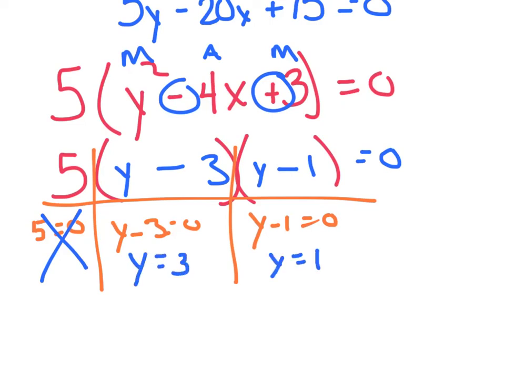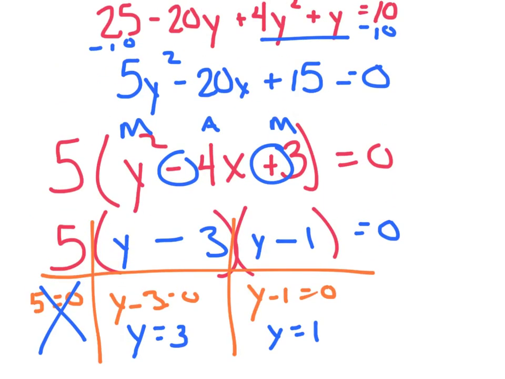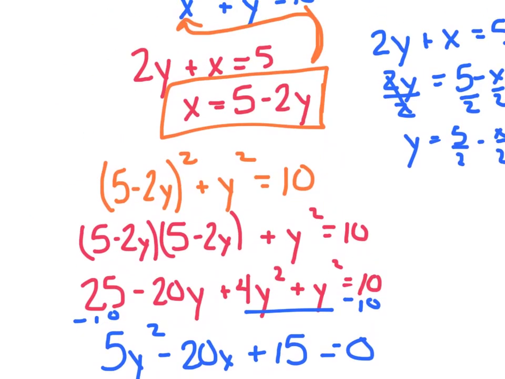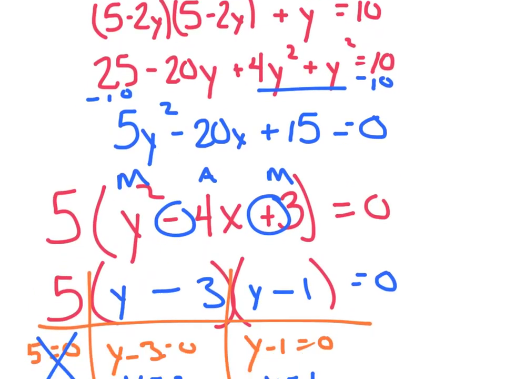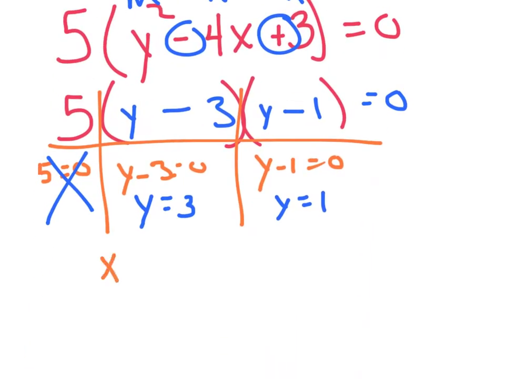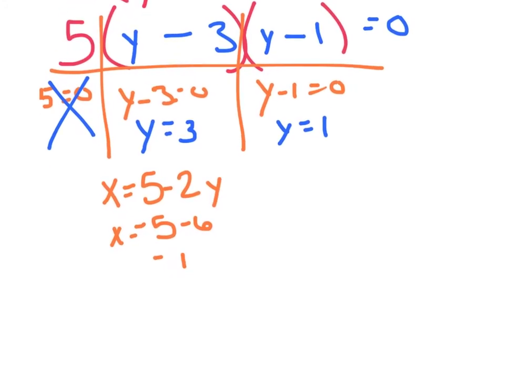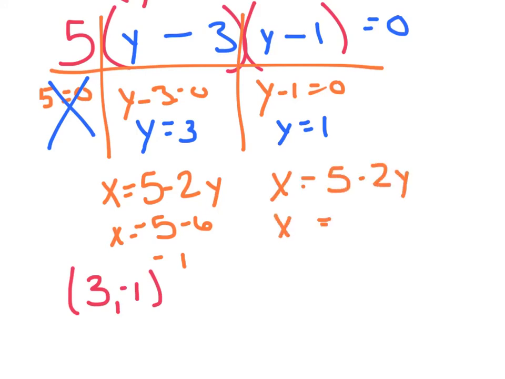And then lastly, we just got to go and make sure we get that point just like we've done on every one. I'm going to say it's x equals 5 minus 2y. If I plug the 3 in, I get, let's see, 5 minus 6. I get a negative 1. So I would say that that solution is 3, negative 1. And let's see, here if I plug the 1 in, x equals 5 minus 2y, x equals 3. And I'm going to say that solution.